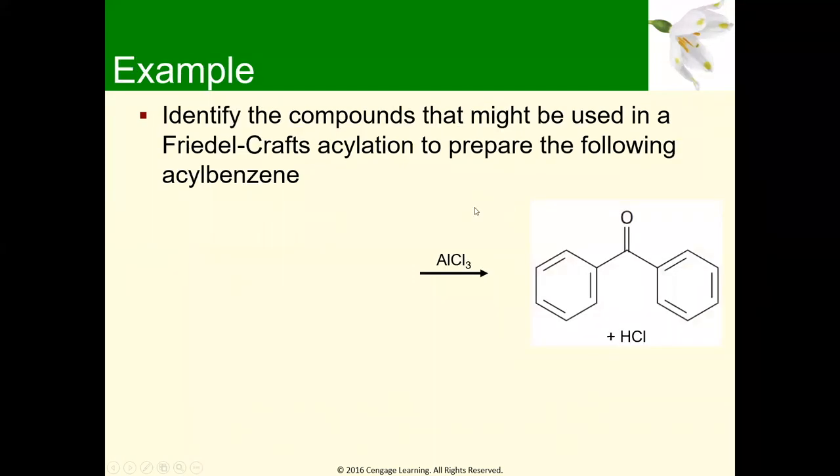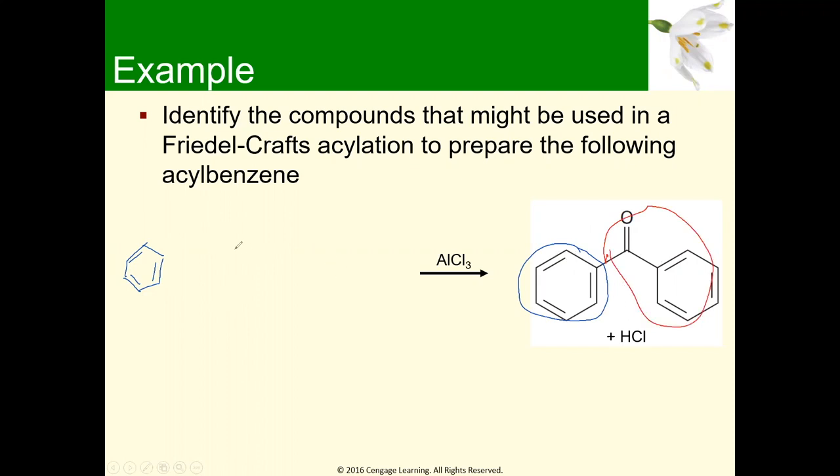Okay, so finally, again, we're going to reverse engineer this product here. So think about what compounds might be used in a Friedel-Crafts acylation to prepare this product right here, okay? Well, we've been talking about just using benzene, so let's put that down as one reactant, right? Just a benzene ring. Okay. So that's kind of like this part. And so the question then becomes, well, what would I use to get the other part of that product?